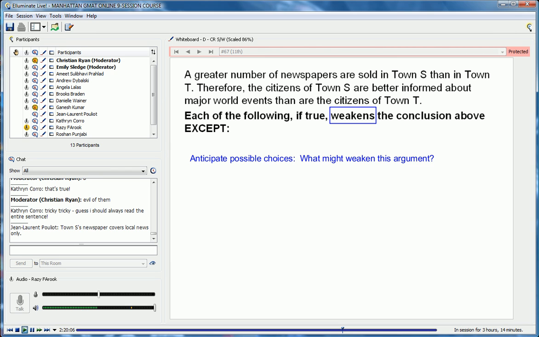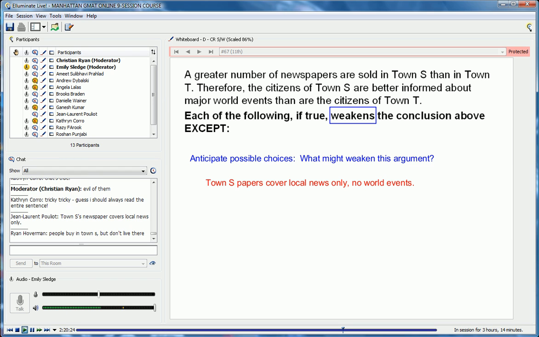I was just going to say the newspapers sold in Town S don't have any information of world events that are going on. All right, good one. And John Laurent typed that one in as well. So Ryan's typed in another one about where people buy the papers. I'll release the mic again. Any others that you guys can think of?